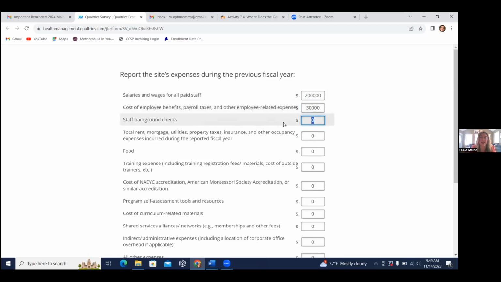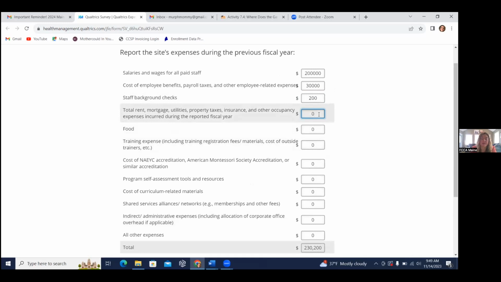Staff background checks. I think background checks cost about $50 a piece. So if you hired 4 new staff, you're going to pay $200. Okay, bam. Total rent, property taxes. We're going to say $20,000. No, let's do 30,000.